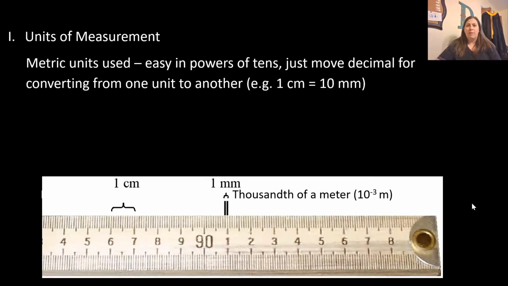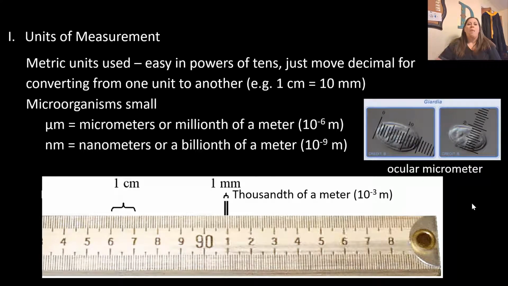So now we're going to look at microscopy. When we're looking at microscopy, we need to also look at units of measurement. We do use the metric system. It's easy to use because it moves by powers of 10, so all you have to do is move the decimal for conversions when we go from one unit to the next. So if we go from 1 centimeter, it would go to 10 millimeters.